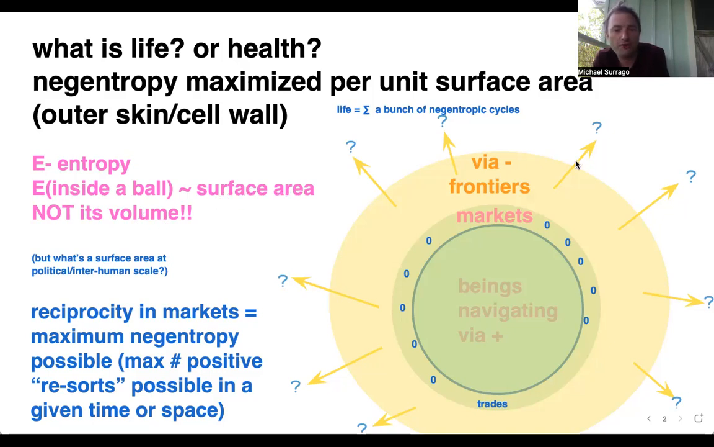But the surface area determines the entropy. So I'll switch colors here. What is this concept of surface area at the political or the interhuman scale? And I'm arguing, and I think Kurt, you argue this too, that reciprocity in markets provides the maximum negentropy possible, or the maximum number of positive resorts possible in a given time or space.